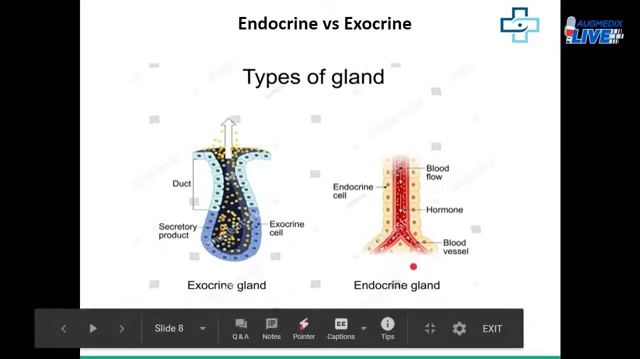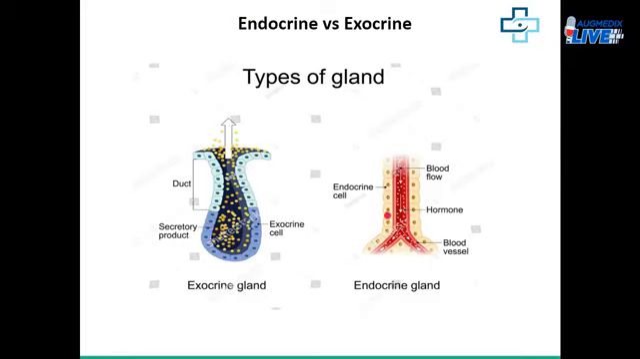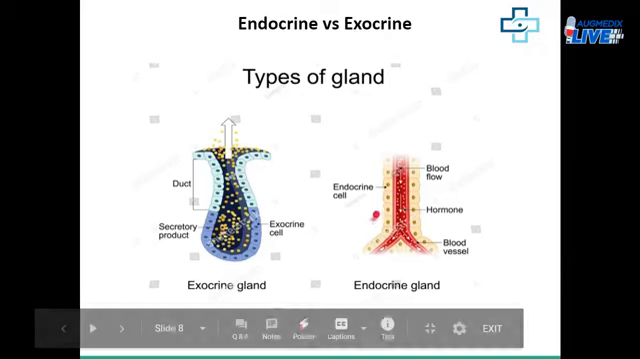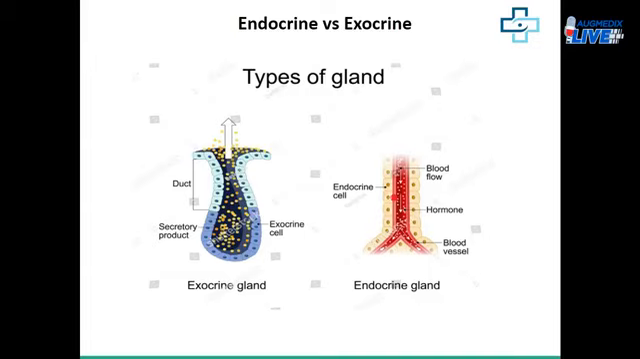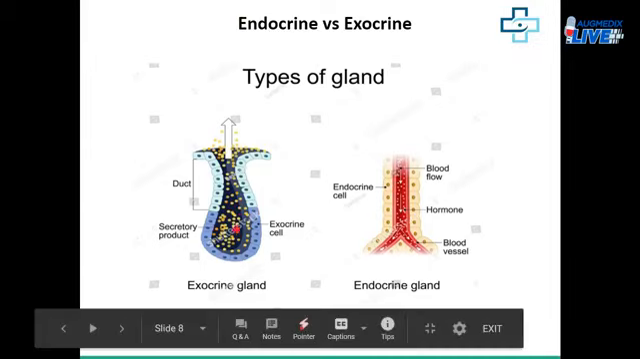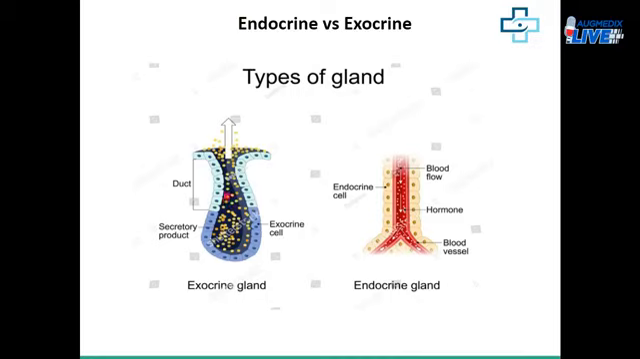And in case of the endocrine gland, what happens? As you can see here, these are the endocrine cells. It doesn't have a duct. So the first difference is there is a duct present in exocrine, but in endocrine, we do not have a duct. In case of endocrine, the hormone is directly released inside the blood, without the help of a duct. But in case of exocrine, it is released inside the cavity, and from there, it performs its function, and it also has a duct.